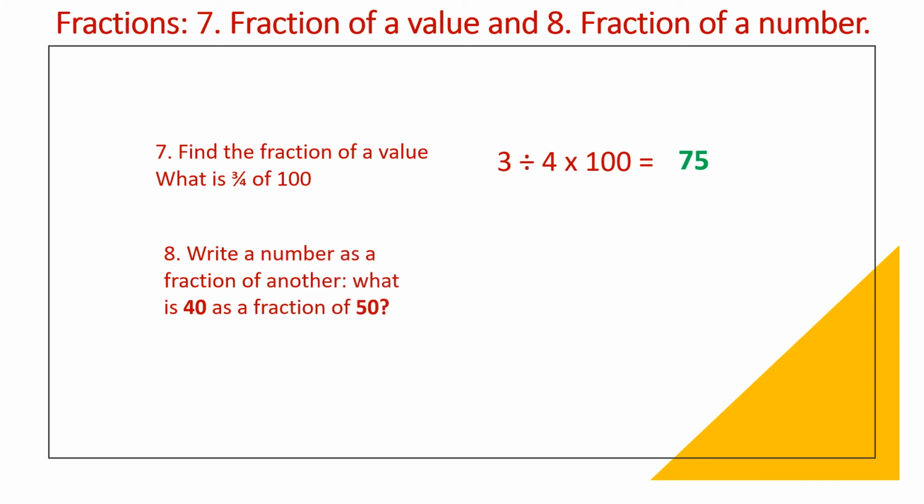And the final skill you need to learn is to write a number as a fraction of another. So what is 40 as a fraction of 50? You just simply put the smaller value over the top, and then, like before, you simplify it. So in this case, the common number is 10. So you divide both numbers by 10, and that gives you 4/5. So the final answer is 4/5.